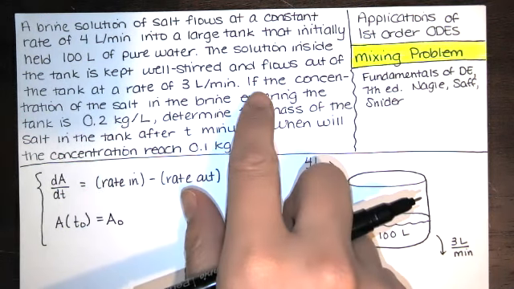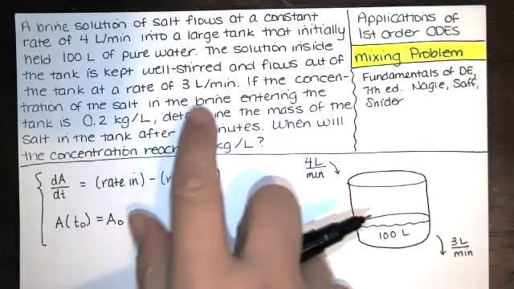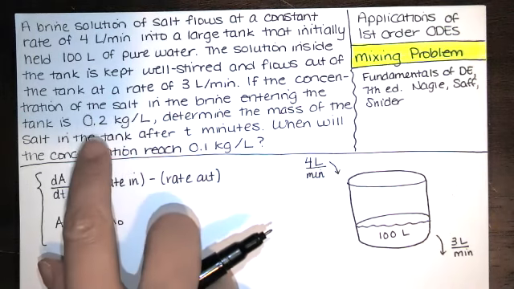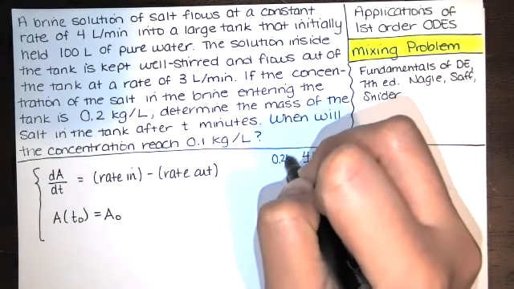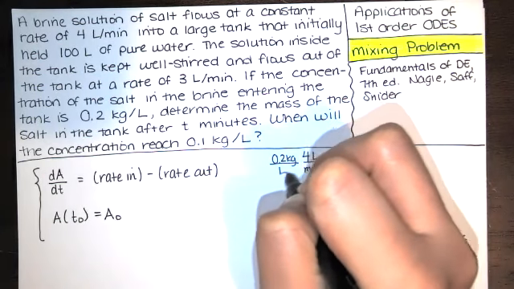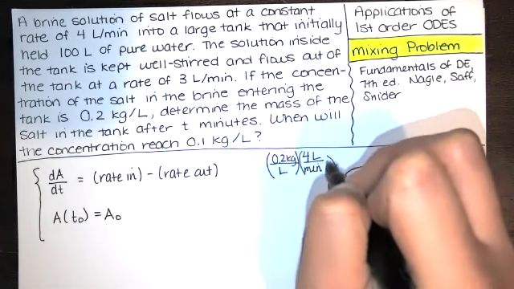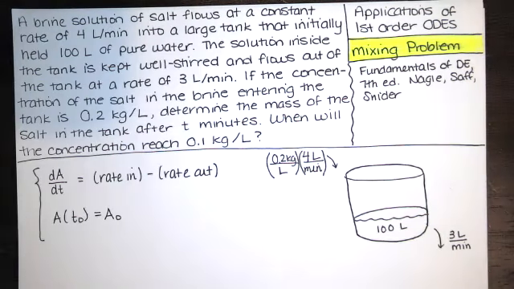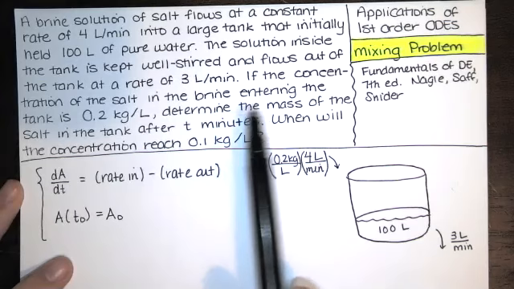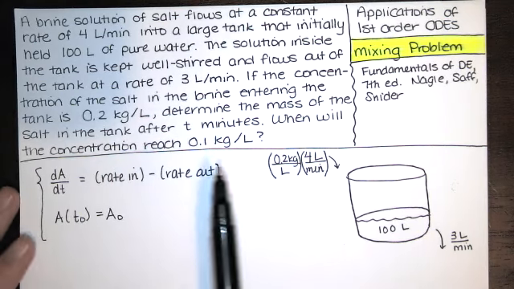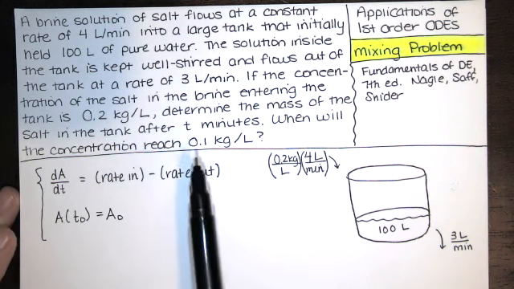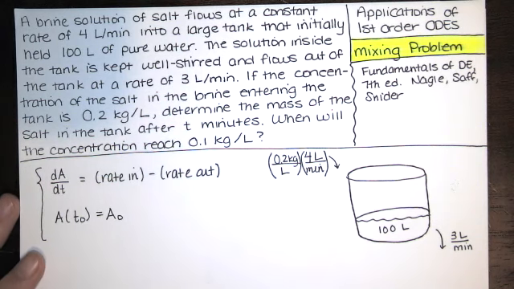Okay. What else? It says, if the concentration of salt in the brine entering the tank is 0.2 kilograms per liter, so you've got 0.2 kilograms in every liter, and you've got 4 liters going in every minute. The question says, determine the mass of salt in the tank after t minutes. When will the concentration reach 0.1 kilograms per liter?